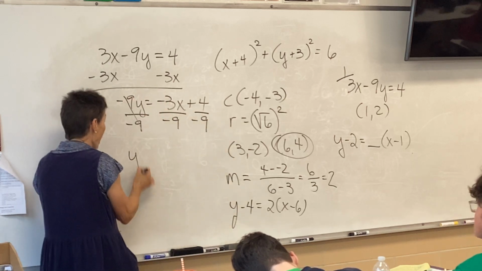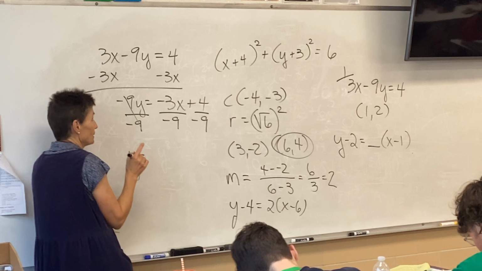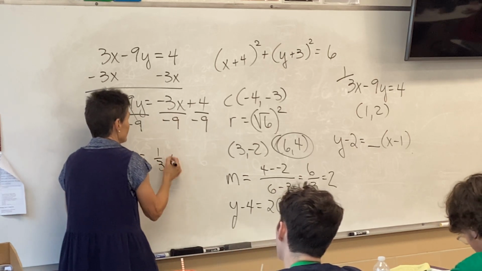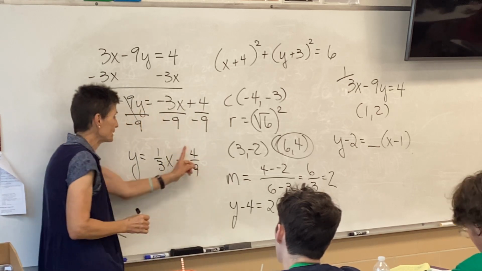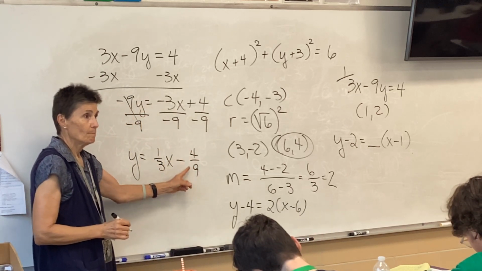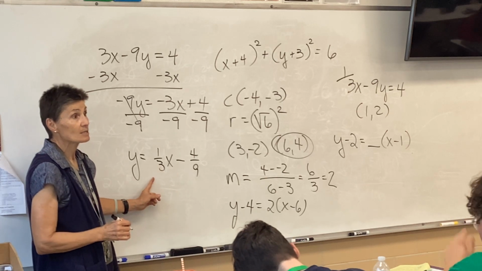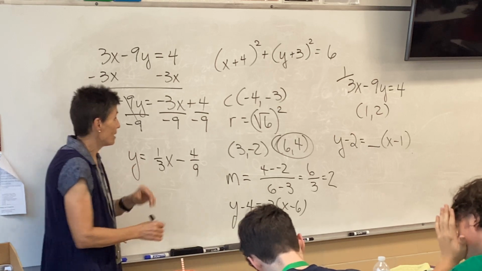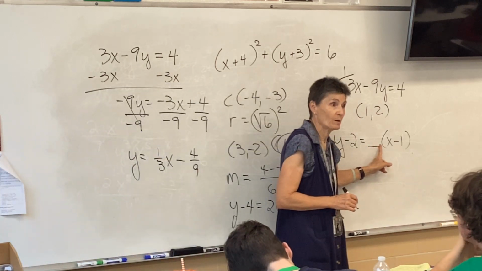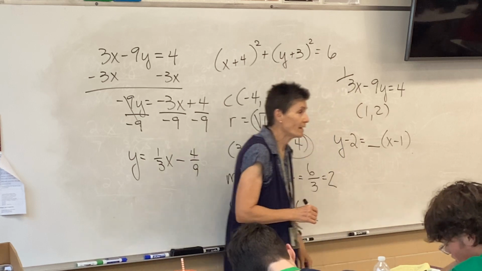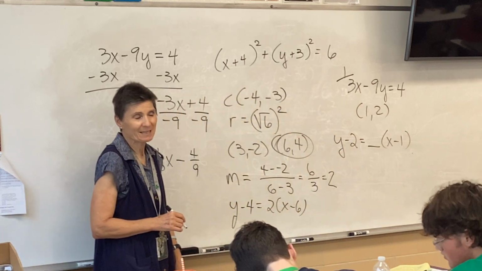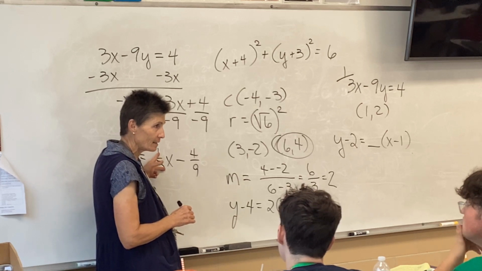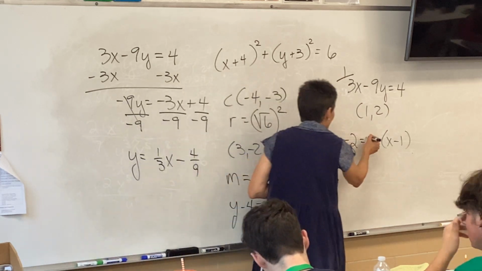So now I have y equals, which was my goal. What's 3 over 9? 1/3. And I don't really care about this number because I just need the slope. If I were doing parallel, then I would put a 1/3 right here. Would you agree with me? But I'm doing perpendicular, which means I need to flip it and make it negative. Flip this and make it negative 3. So the slope is negative 3.